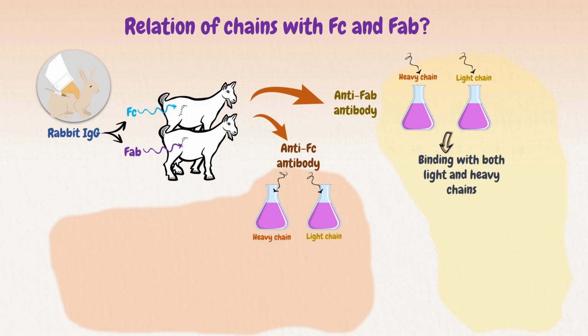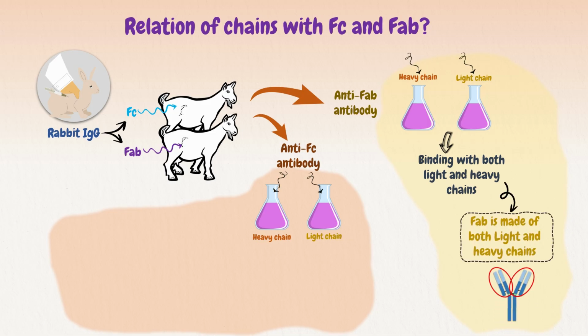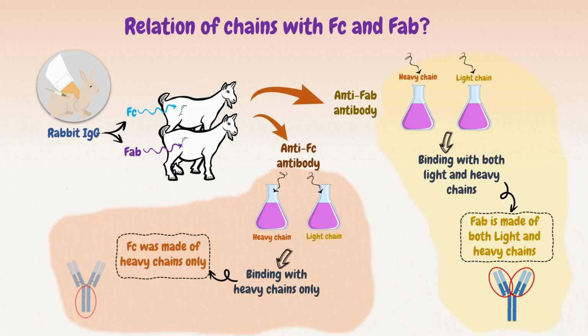Anti-Fab antibodies bound to both heavy and light chains, and therefore the antigen binding site of the original rabbit IgG was made up of both heavy and light chain components. However, anti-Fc antibodies bound only to the heavy chains, not to the light chains of the IgG molecule, demonstrating that the Fc part of the molecule was made up of heavy chains only.